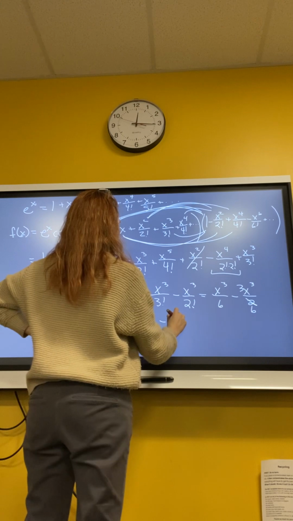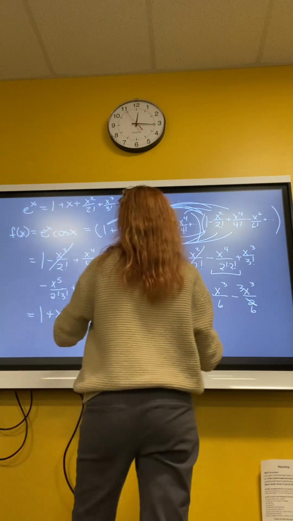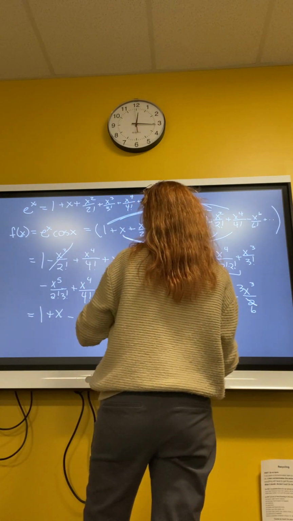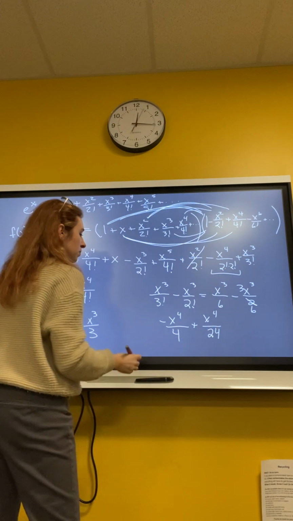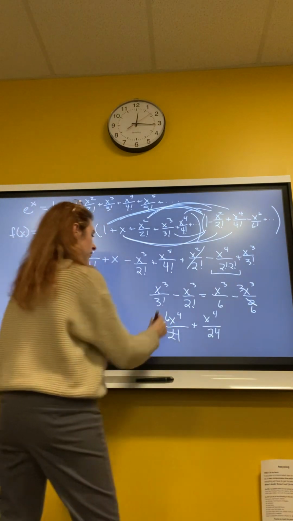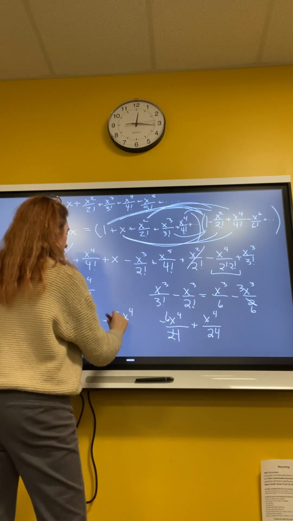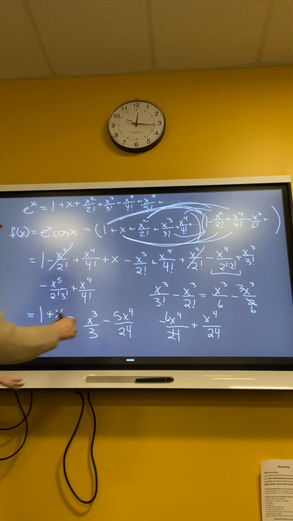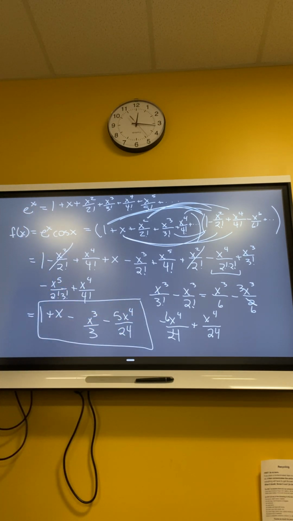So then I have negative x to the 4th over 2 times 2, which is 4. And then a positive x to the 4th over 4 times 3, which is 12 times 2, which is 24 times 1, so 24. Which means I need 6 here. So that's negative 5x to the 4th over 24. 1, 2, 3, 4. First 4 non-zero terms, and we can stop. Yay!